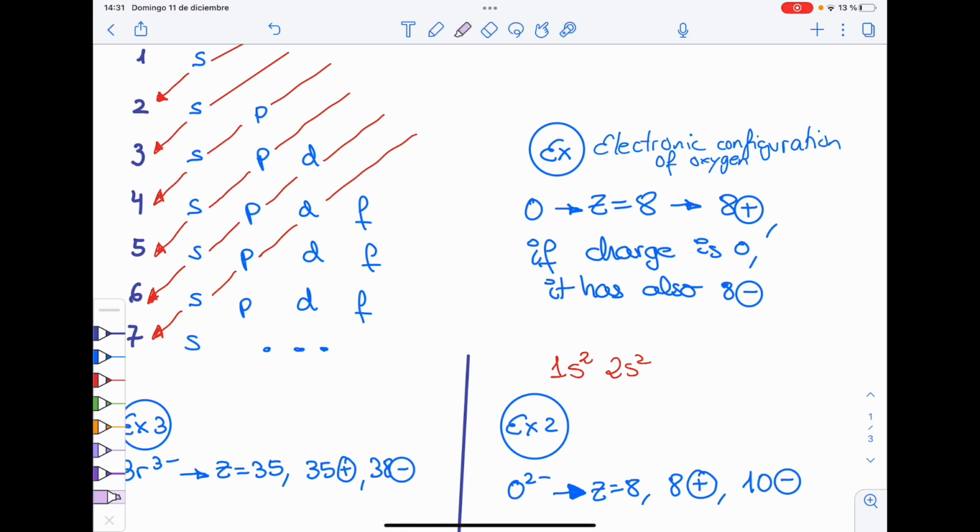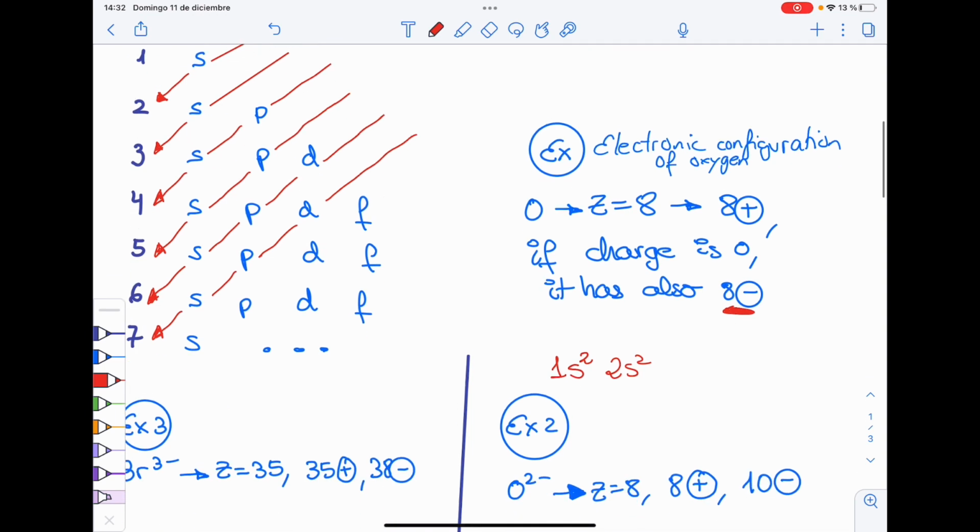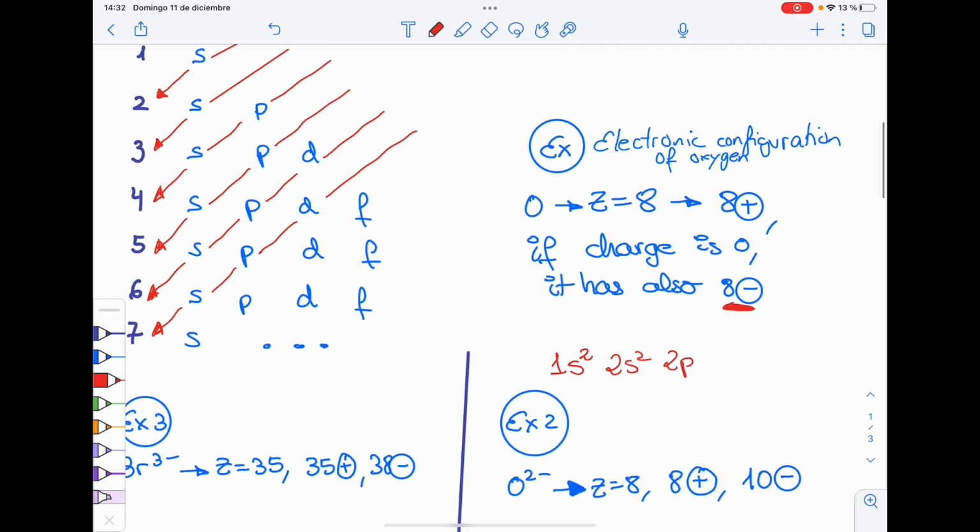If I have to put 8 electrons and I already put 2 plus 2, 4 electrons, I still have to put 4 more electrons. So I'm going to continue on the third line, and on the third line I find this letter P, which is on level 2. So I'm going to put 2P.